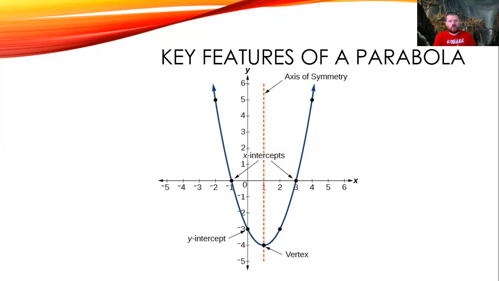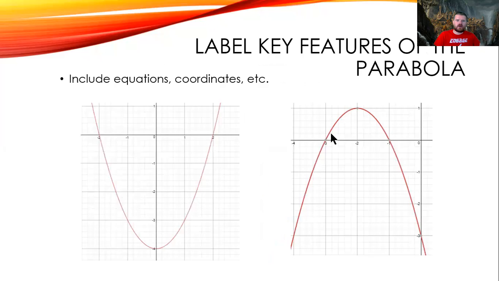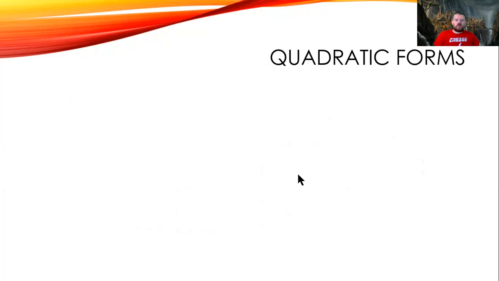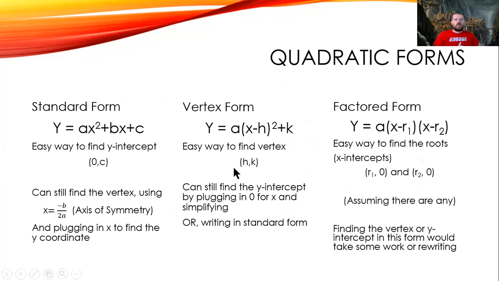these key features. So we talked about in the three forms that we have, how do you identify a y-intercept? How do you identify a vertex? How do you identify x-intercepts? How do you identify the axis of symmetry? So this should be in your 3.1 notes, but we'll bring it up again just here.